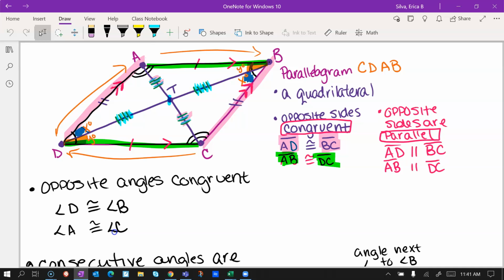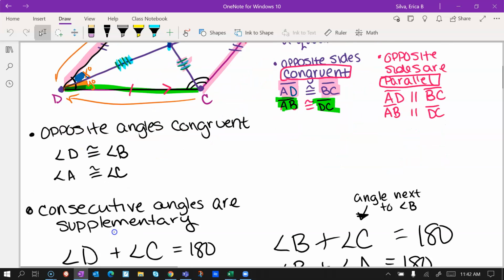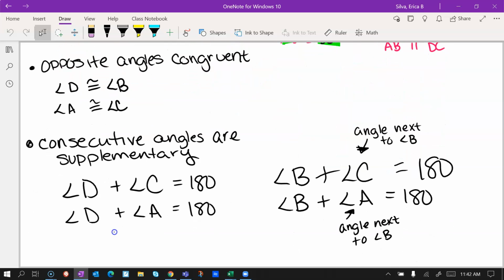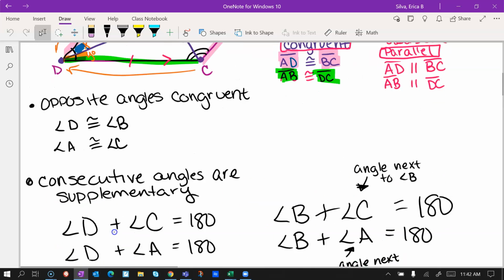We talked about parallelograms. Let's review what parallelograms are. Remember, when we have a parallelogram, we have a quadrilateral where the opposite sides are congruent and also parallel. We know that opposite angles are congruent, and when the angles are next to each other, which means that they're consecutive, then they are supplementary. Again, which means that when you add them together, they're equal to 180 degrees.